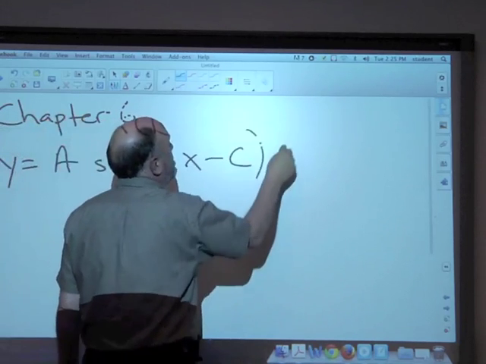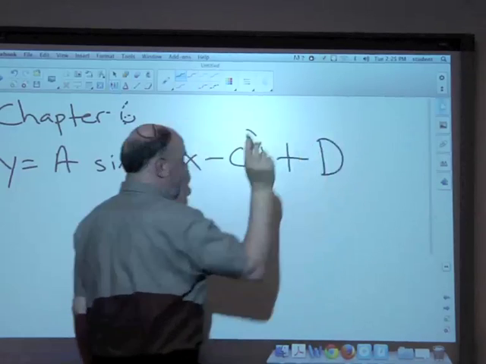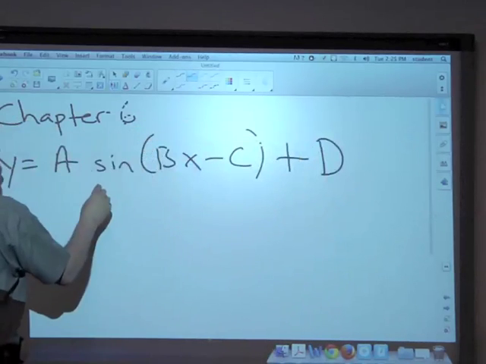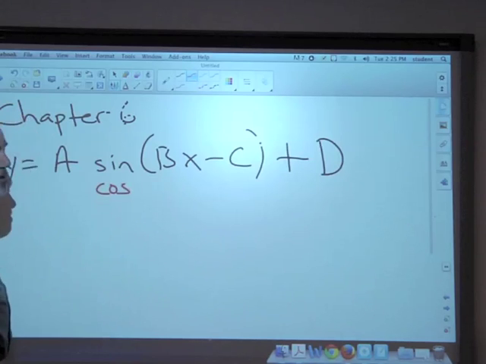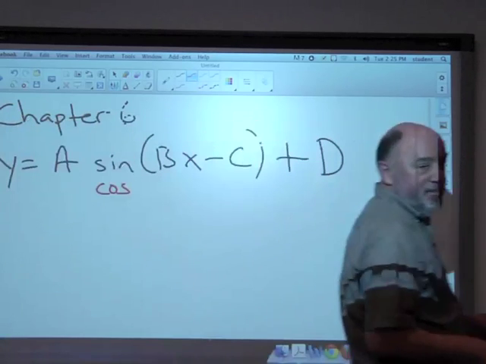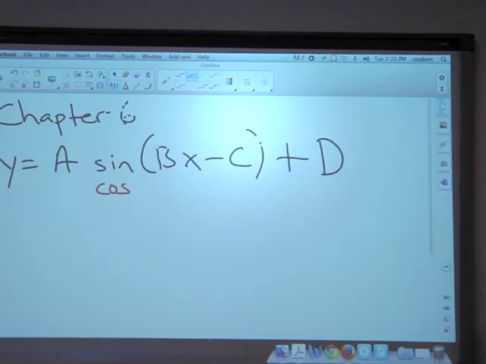my general equation will be in terms of this: A sine(bx minus c) plus d, or cosine, either. That's my general equation for my equation of a sine wave or a cosine wave. Okay?